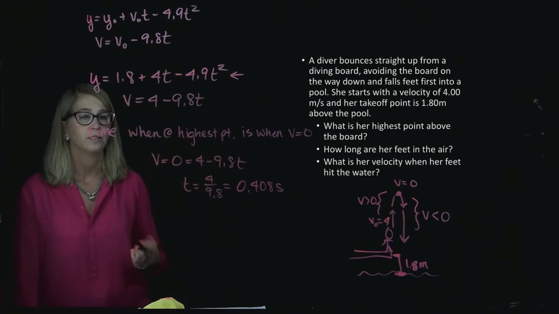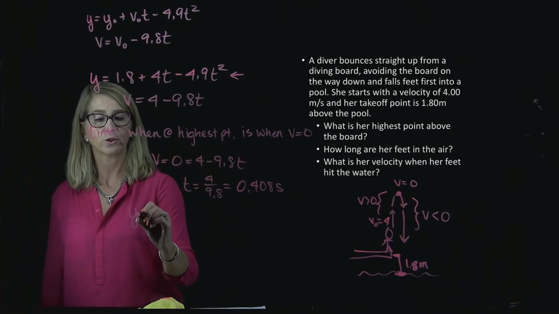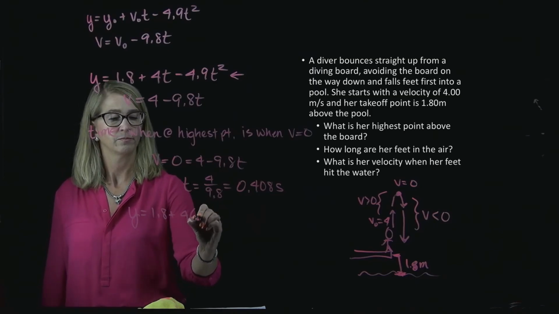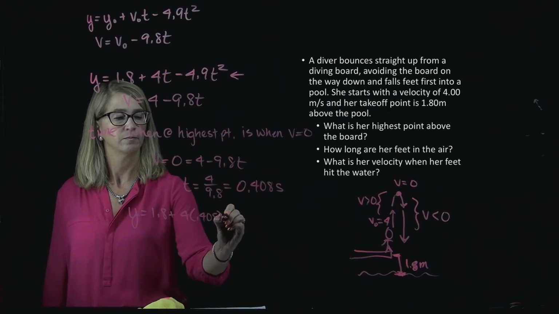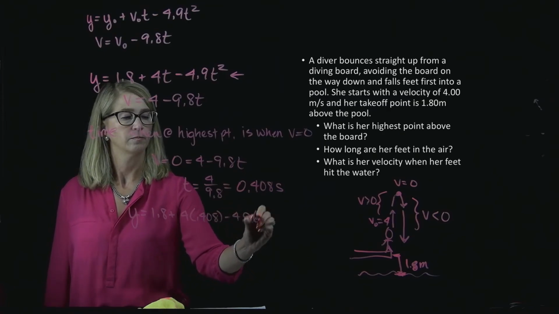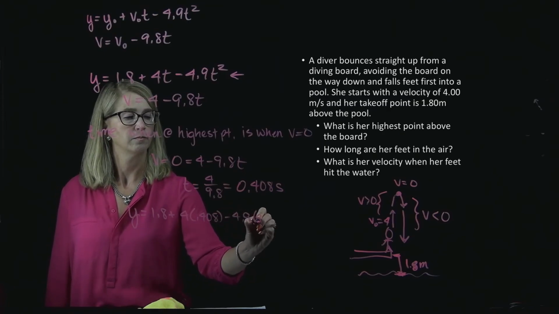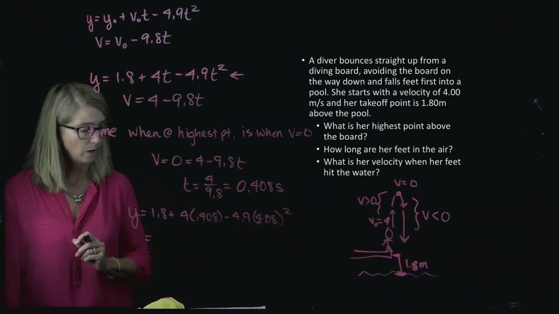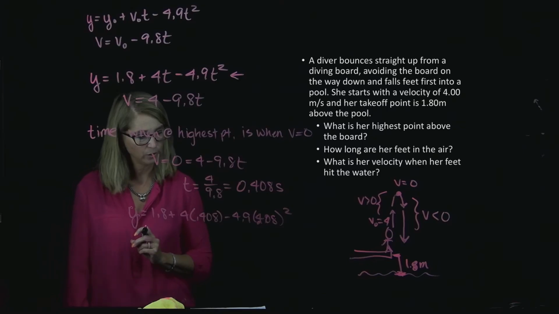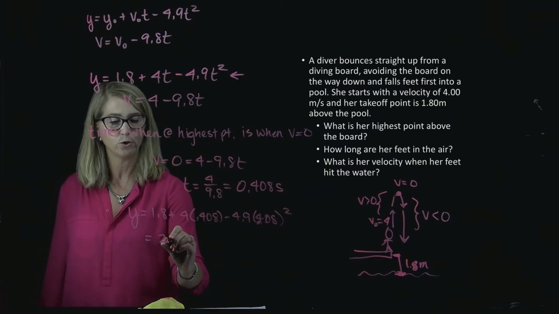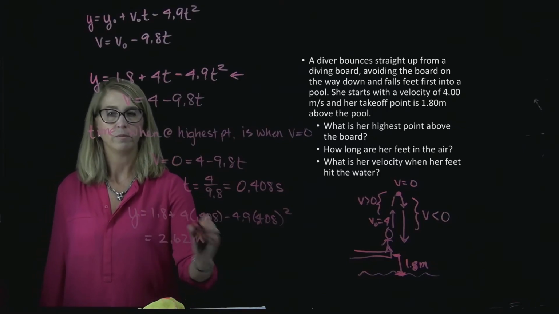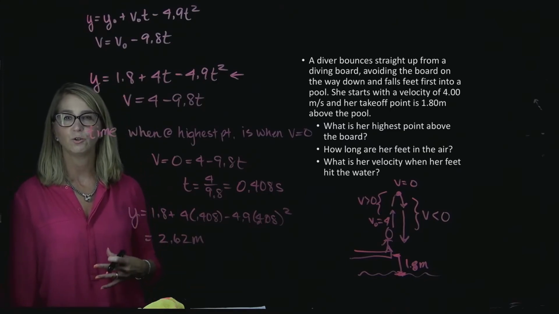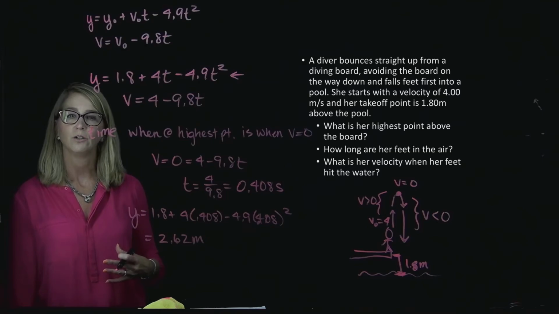So that's the time when she gets to the highest point, 0.4 seconds after she jumped off the board. Then I can use that in my y expression to find her y position. And if I do, I find the y position then is 2.62 meters. So I found that at her highest point, she's 2.62 meters.